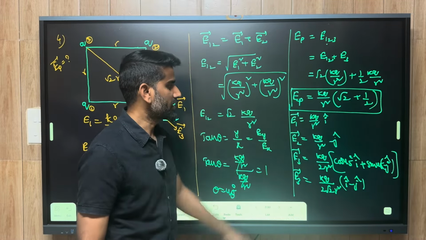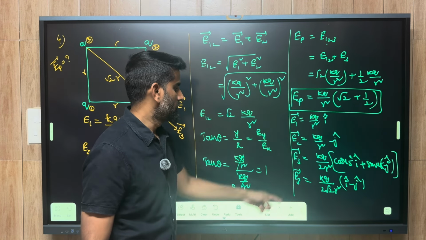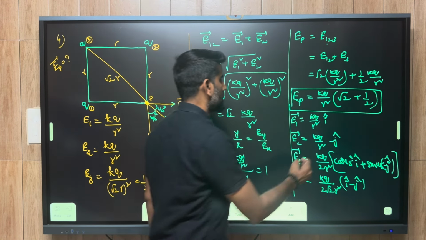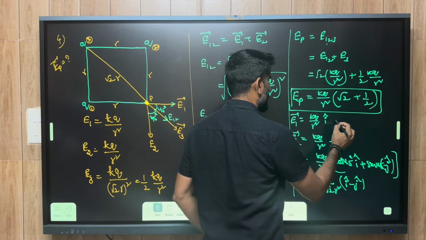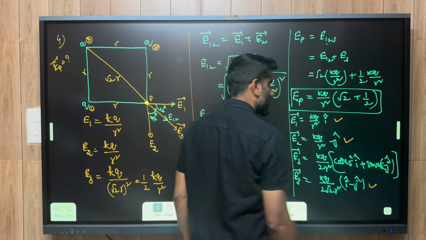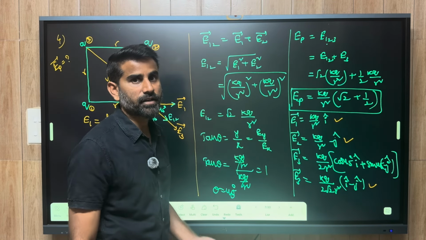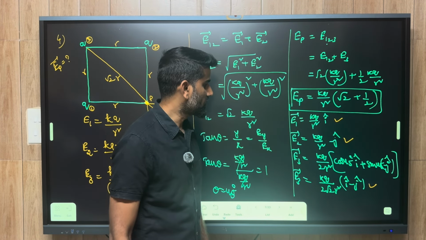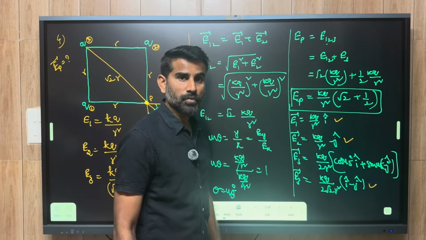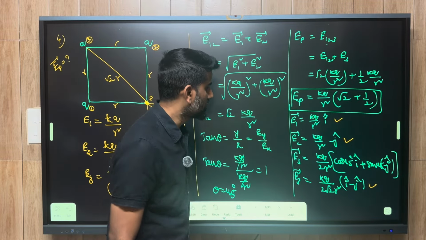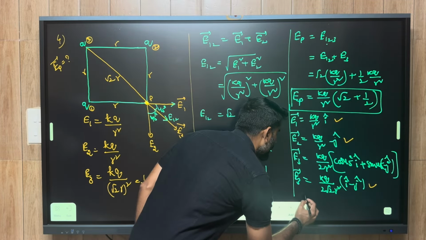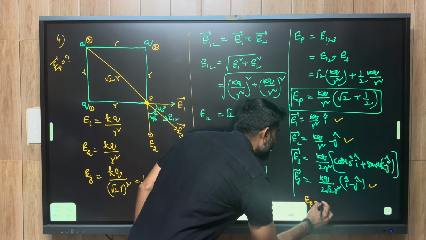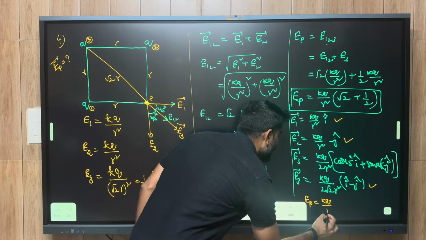So if you add these vectors, E1, E2 and E3, you will get the resultant vector. We have kq by r square as common. If you take that common, E_P is equal to kq by r square.